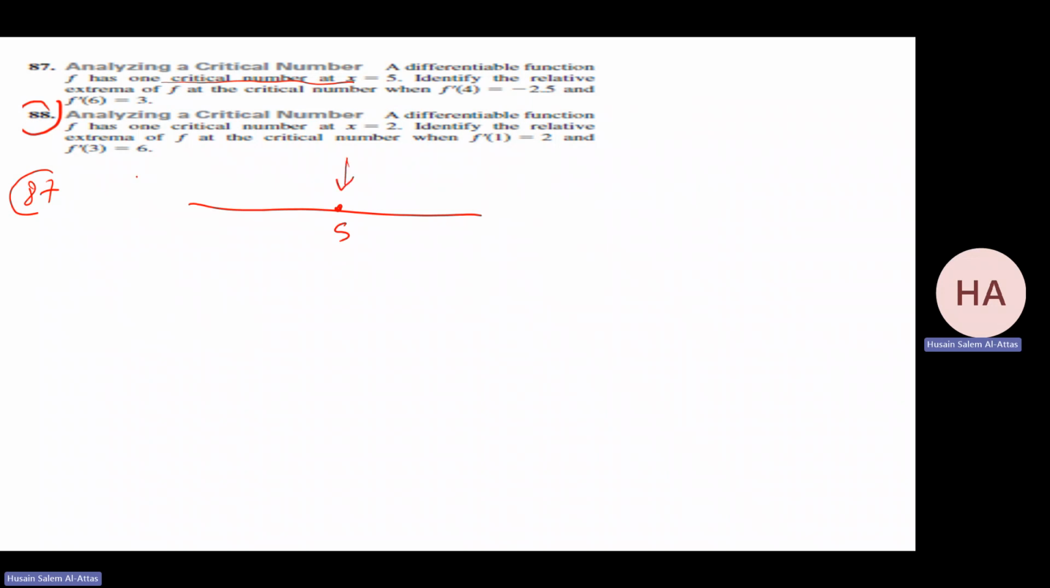Now checking the sign of f prime, I have 4 here, which gives me minus 2.5. And for 6, I have 3. I want the relative extremum at this critical number. Look, this is negative, so f prime will be negative before it. Since this is the only critical number and the function is differentiable, this goes from negative to positive. So at x equal 5, we have a relative minimum.